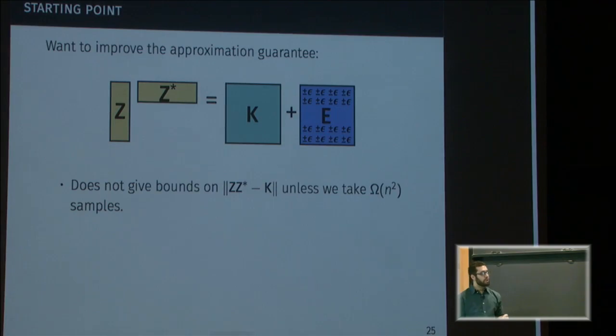And this doesn't really pass down to any interesting bounds on the matrix K itself, like looking at K as a matrix. So if you wanted to get bounds on, say, some norm, the difference between ZZ star and K, I would need to say in the worst case, all of these epsilons could correlate with each other. Epsilon E there is a huge matrix. So I need to set epsilon on the order of 1 over n to get any sort of low rank approximation guarantee, which means I'm taking like n squared samples. I didn't do any compression.